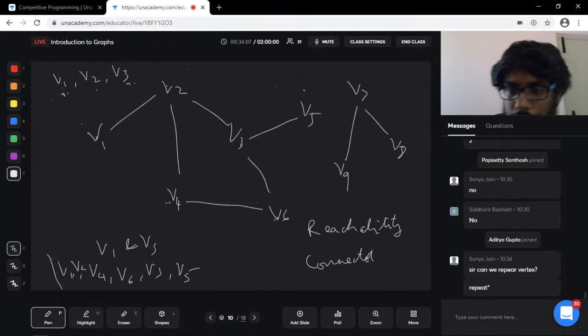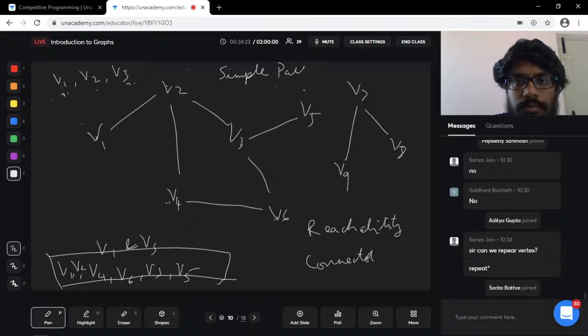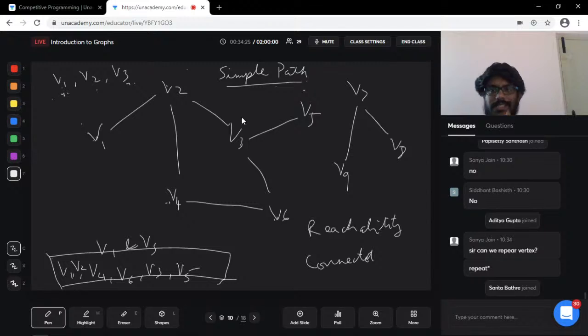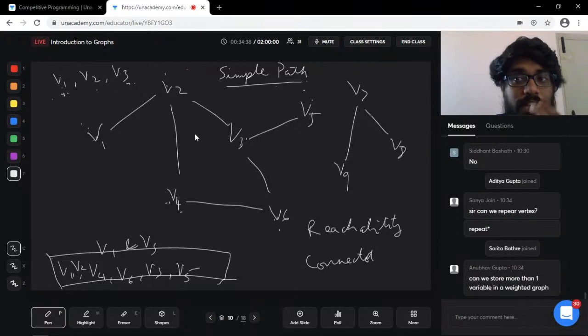That's exactly what we're getting to right now. So what we described here is basically what we call a path or a simple path. So what is a simple path? A simple path is nothing but a sequence of vertices such that every consecutive pair is an adjacent pair, and you don't repeat any vertices.